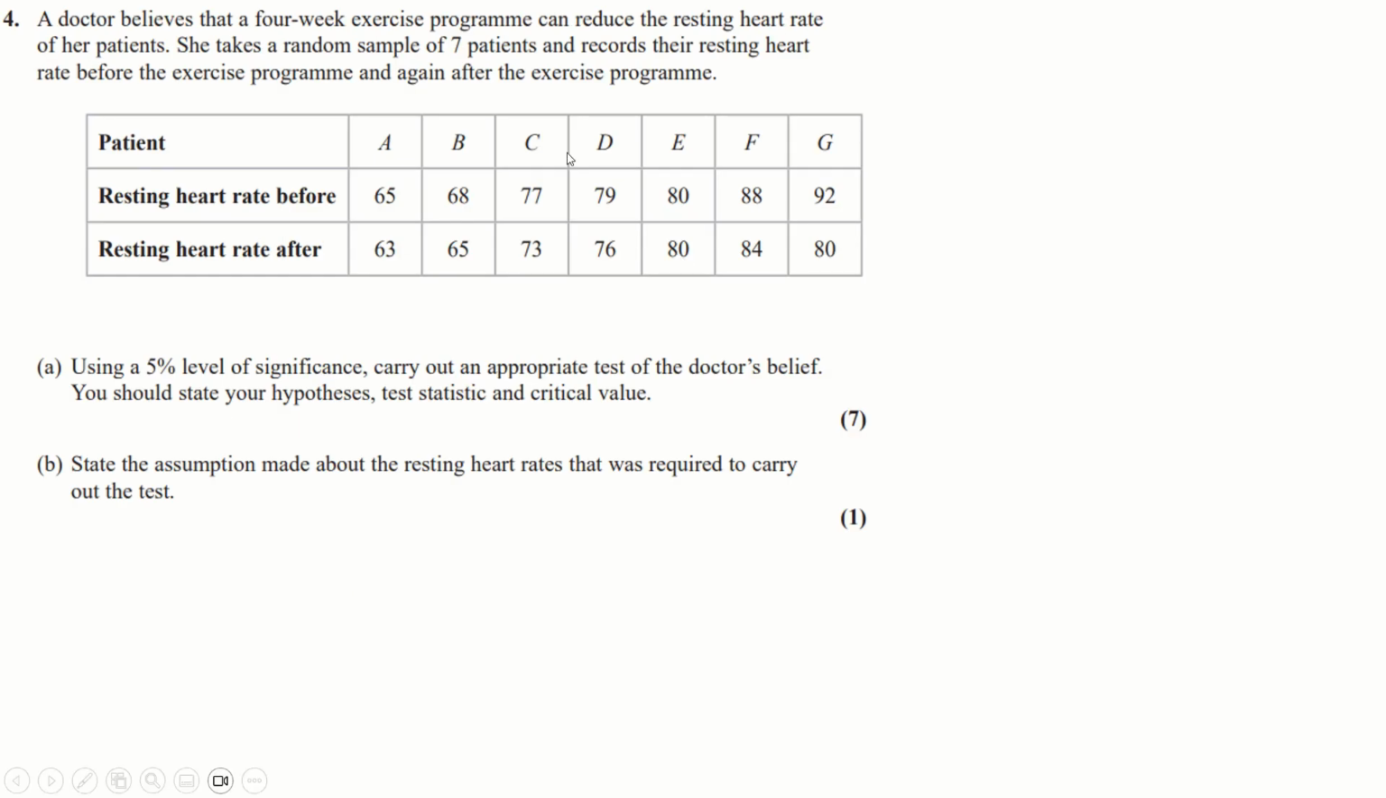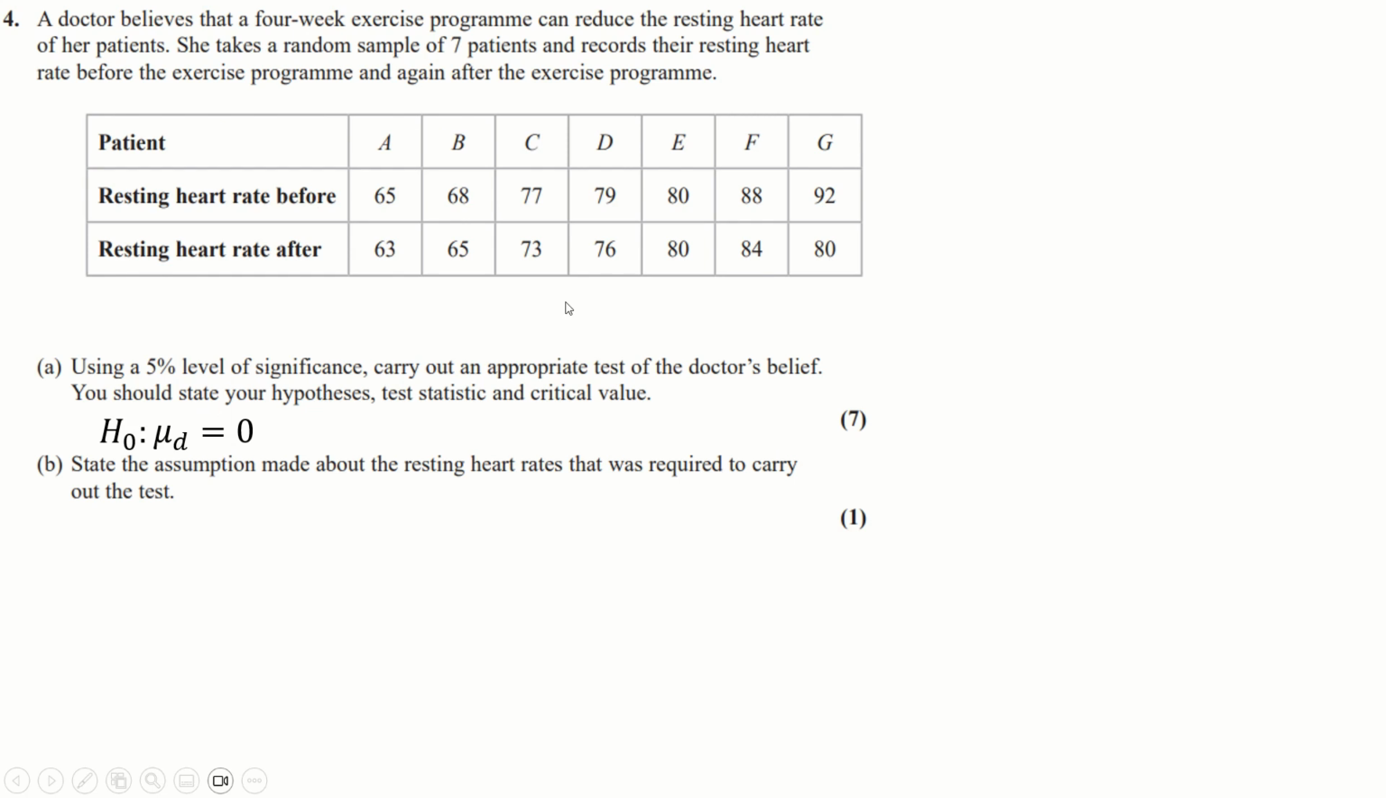So question 4 then, we've got some stuff about resting heart rates before an exercise program and after, and this doctor believes that the exercise program has brought these resting heart rates down. We're going to do a hypothesis test to test this. So, first let's write down our hypotheses. So H0 will be that the mean of the differences will be 0.